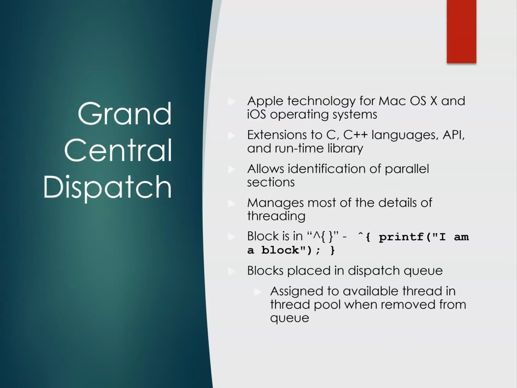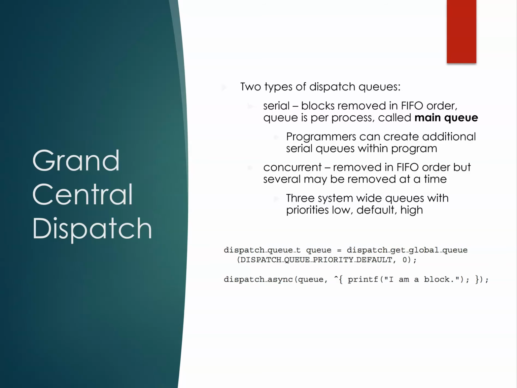Grand Central Dispatch is for Macs, and it's an extension to C and C++, and it's also used by Swift. It allows identification of parallel sections and manages most of the details of threading. A block is marked with a caret pointer. Printf "I am a block" will allow you to run those in parallel. The blocks are then placed in a dispatch queue and assigned to available threads in a thread pool when removed from the queue.